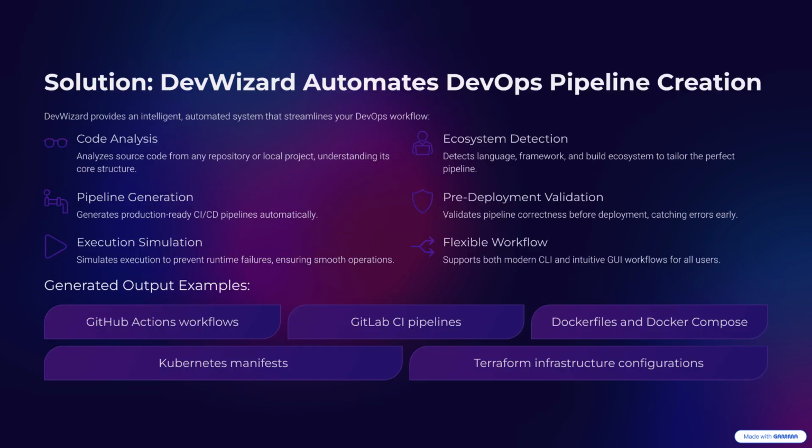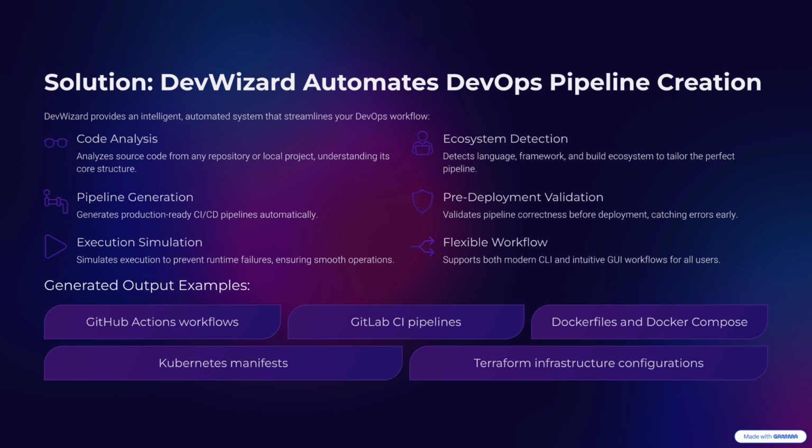DevWizard solves this problem by fully automating DevOps pipeline generation. The user simply provides a repository URL or a local project path, and DevWizard intelligently analyzes the codebase. It detects the programming language, framework, dependencies, and build environment. Based on this analysis, DevWizard automatically generates production-ready CI/CD pipelines, Docker configurations, and deployment infrastructure.